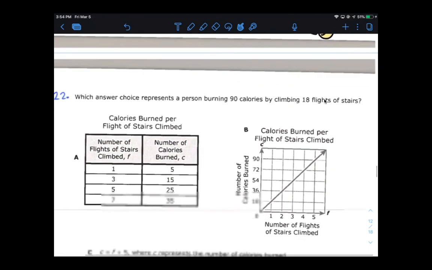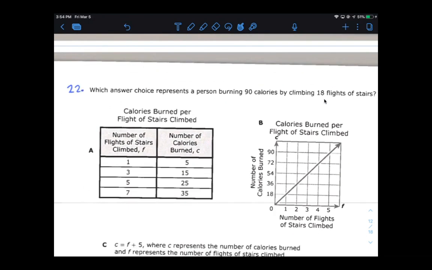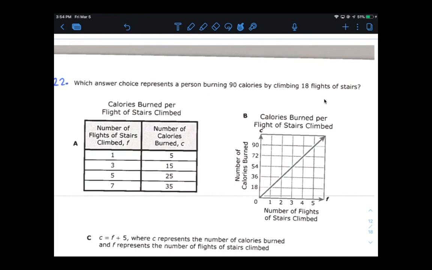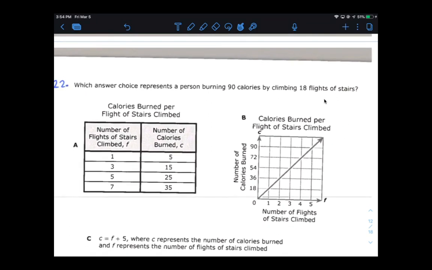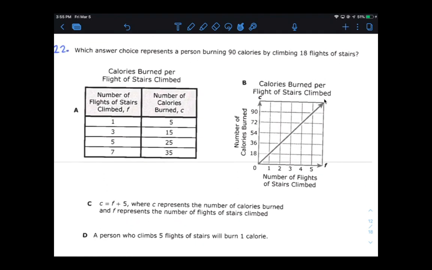Then here we have 22. It says, which answer choice represents a person burning 90 calories by climbing 18 flights of stairs? So here we need to decide which of these choices, A, B, C, or D, match our story. Our story says that a person burning 90 calories by climbing 18 flights of stairs.